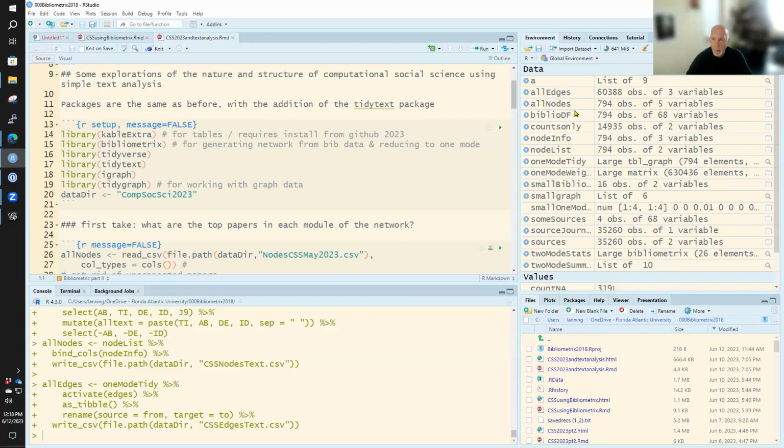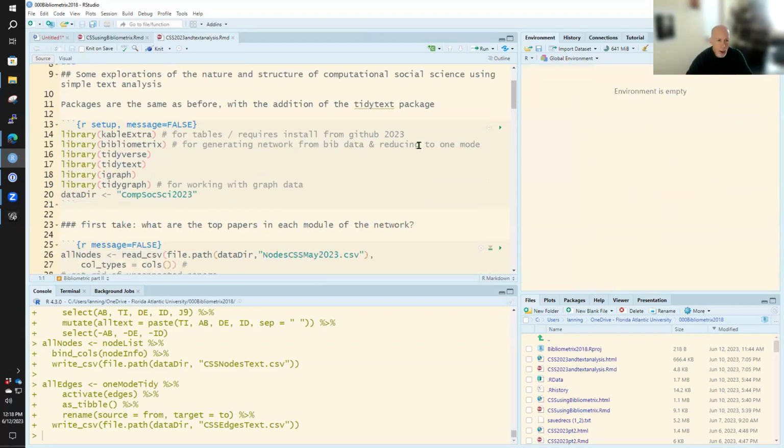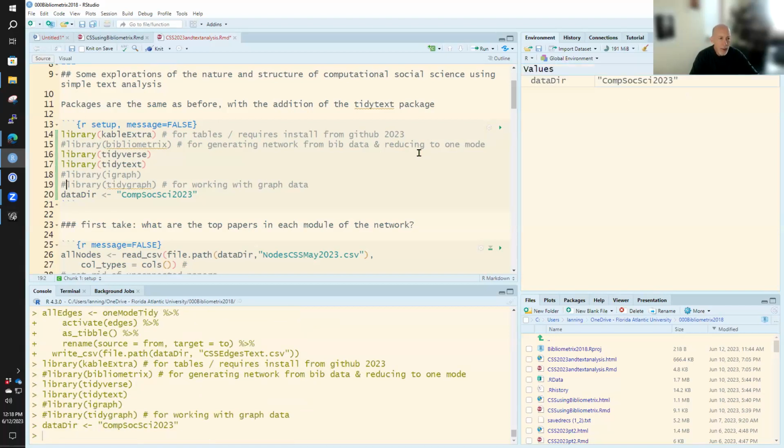We're working, again, I'm going to start by cleaning up my environment here. Okay. And I load these packages in, kable for making tables, my bibliometrix package. I don't think I'm even going to use that here. Let's try commenting that one out. Okay. The tidyverse and tidytext. And then for working with my graph data, I don't think I'm generating graphs here. Let's try commenting this out. If I run into a problem, I can reload these later on. So let's just try that.